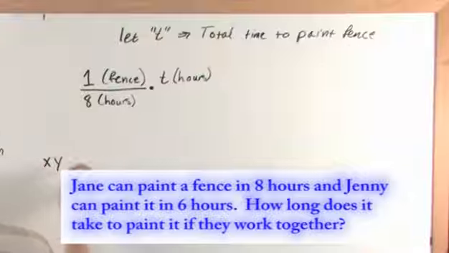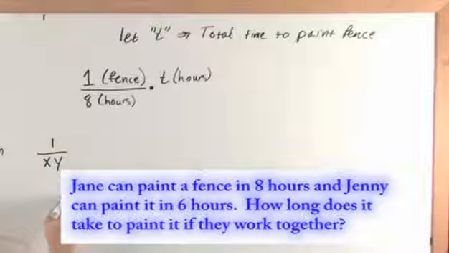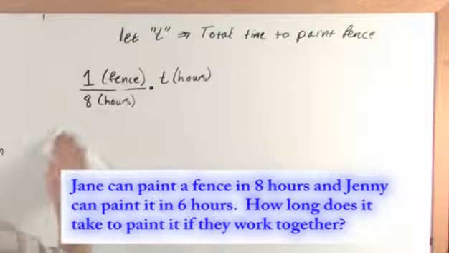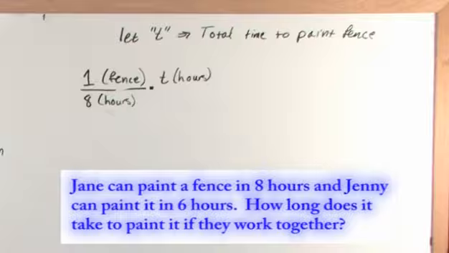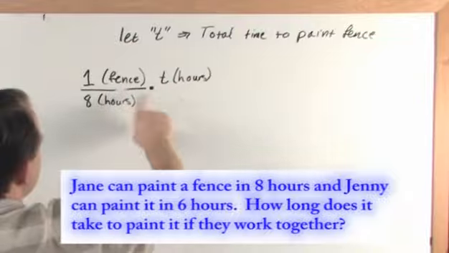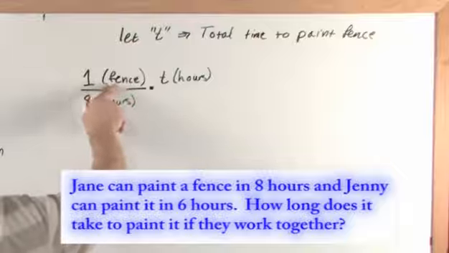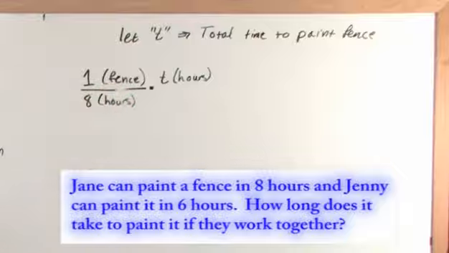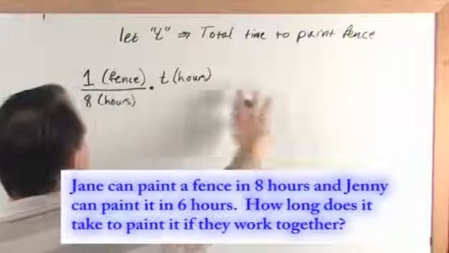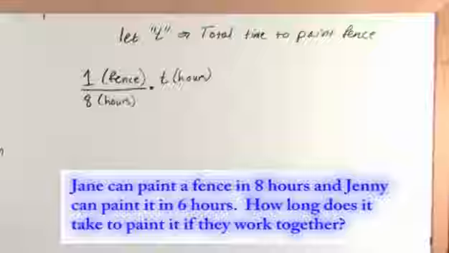Just from your algebra, 1 over xy times x, the x's can cancel because they're on the top and the bottom. This is a fraction, just like any other fraction, and units here can be canceled just like anything else. So if you have one fence per 8 hours and you multiply by the length of time that she works on the fence, hours cancel with hours, and you're left with how much of the fence Jane can paint by herself. Okay? So let me keep going. If this isn't totally clear, let me finish writing this out, and then I think it will be clear.